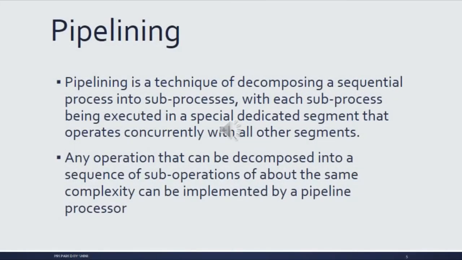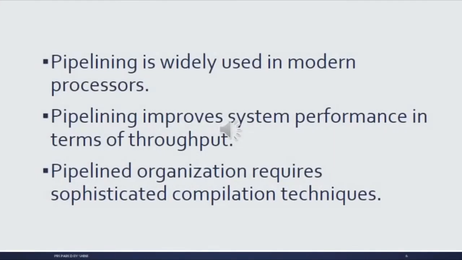Pipelining is a technique of decomposing a sequential process into sub-processes, with each sub-process being executed in a special dedicated segment that operates concurrently with all other segments. Pipelining is widely used in modern processors. Pipelining improves system performance in terms of throughput. Pipelined organization requires sophisticated compilation techniques.